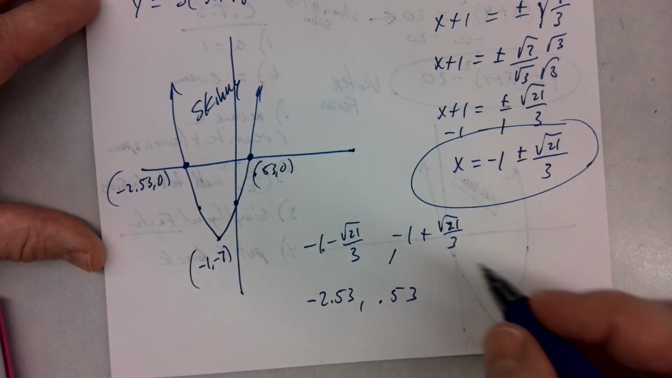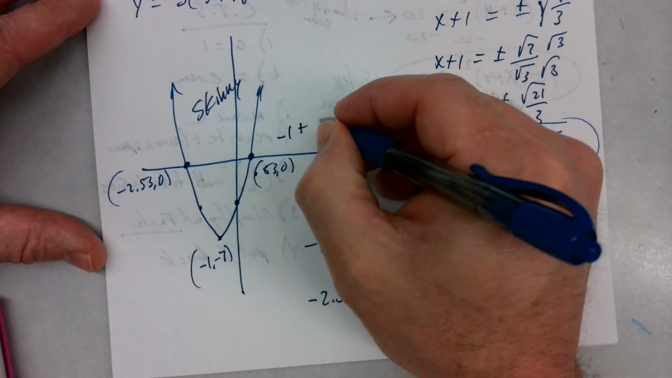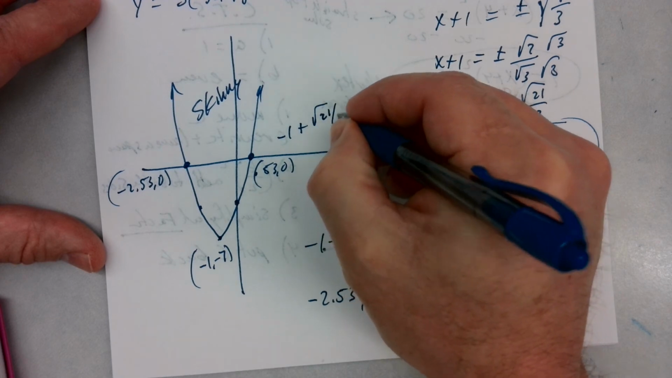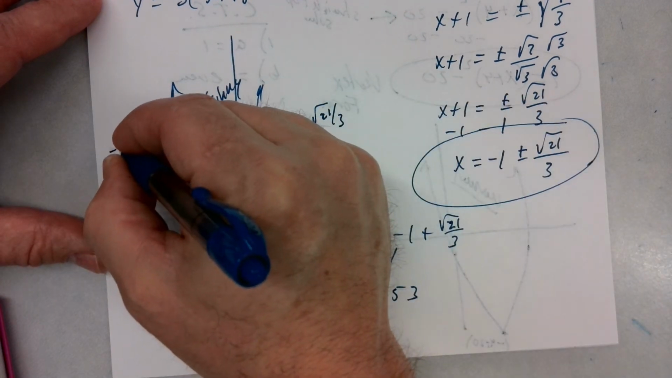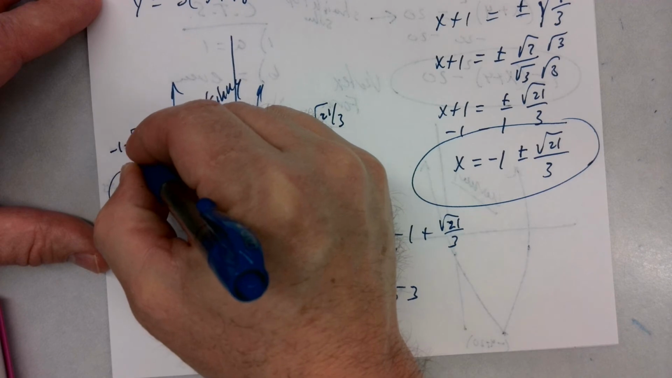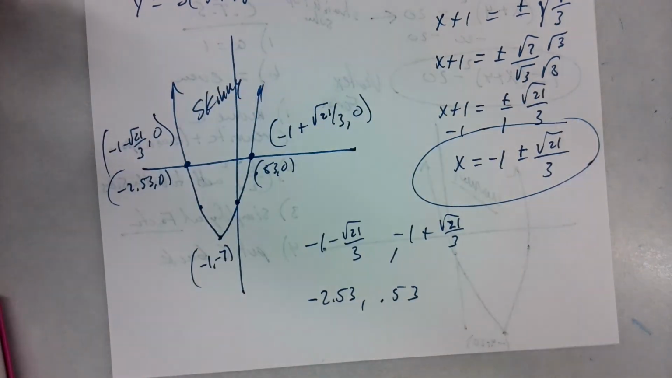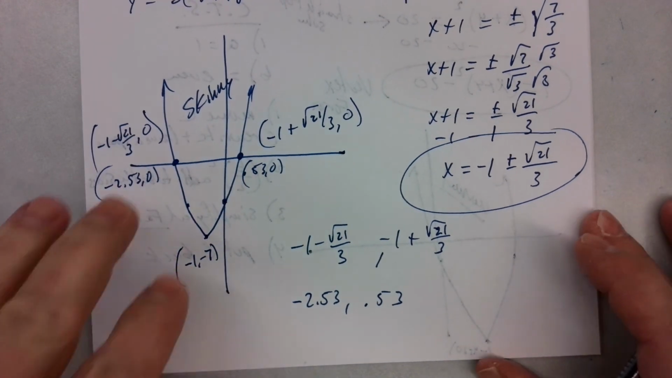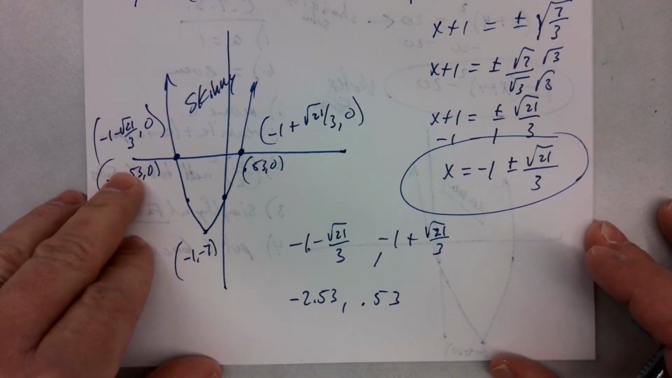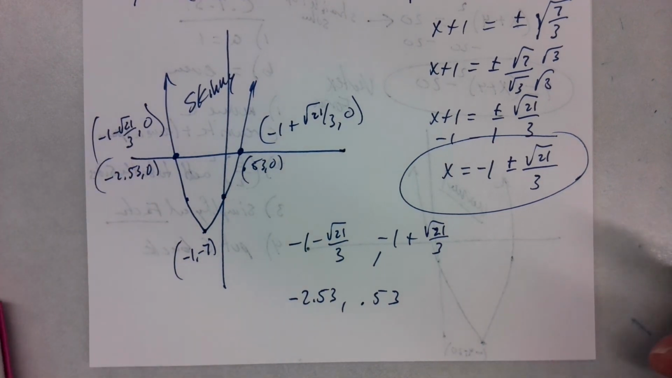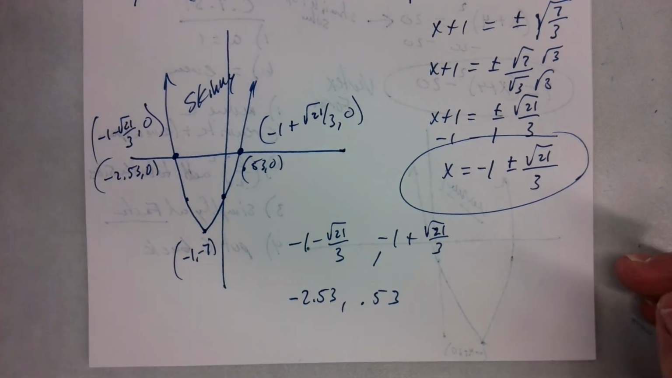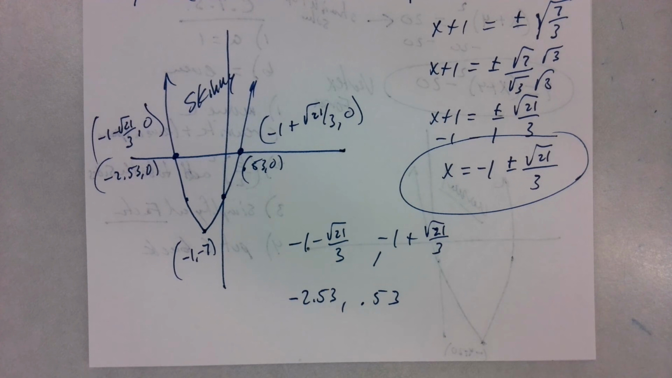I probably would have been okay with negative 1 plus the square root of 21 over 3 and negative 1 minus the square root of 21 over 3 and 0. I really wouldn't care. It just kind of depends. So for that one, the best one would have been negative b over 2a. And again, that's what I'm saying, that's like half the battle.